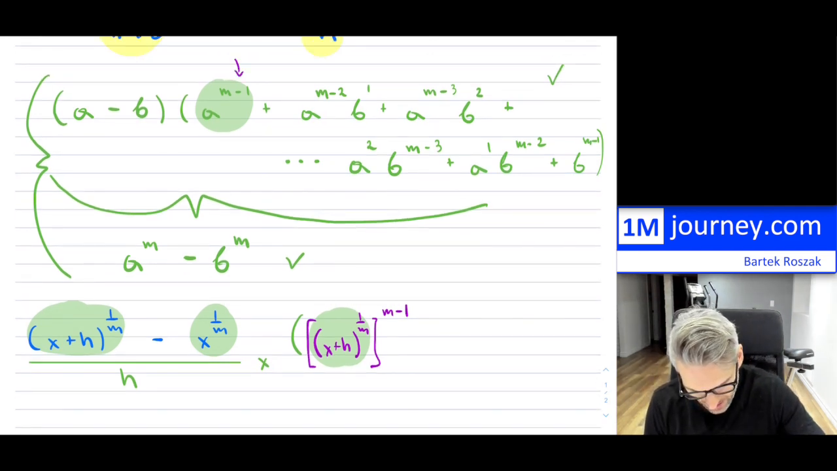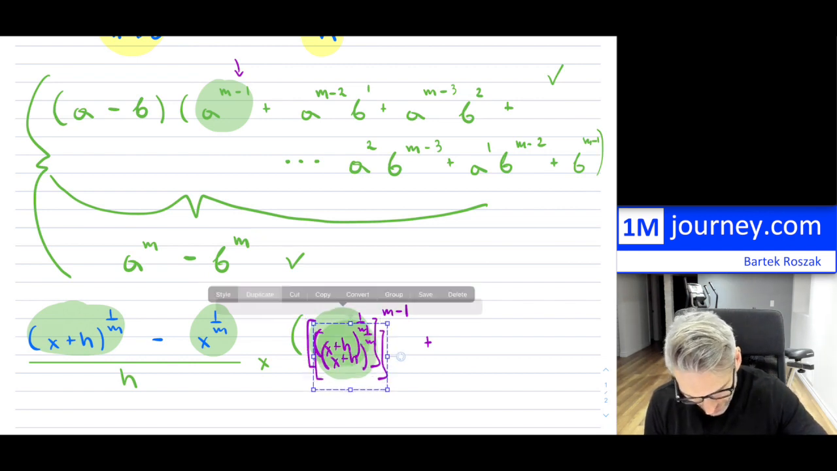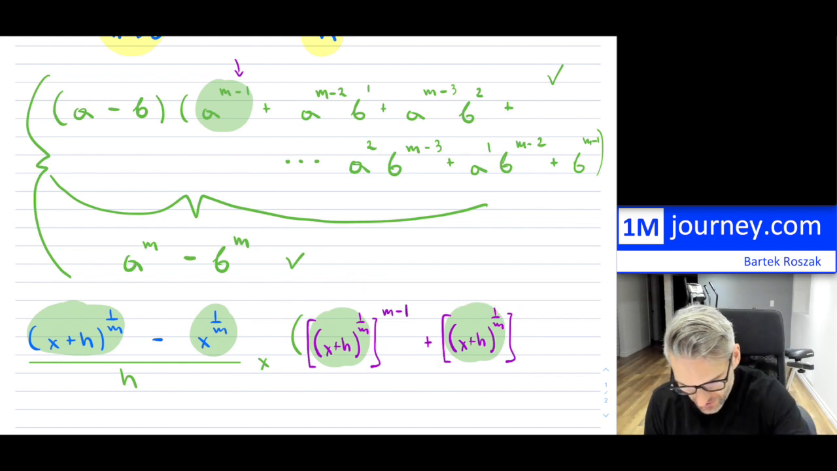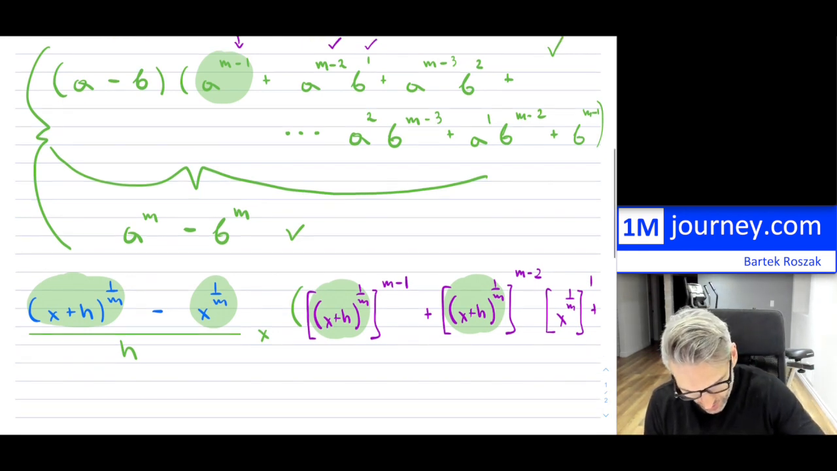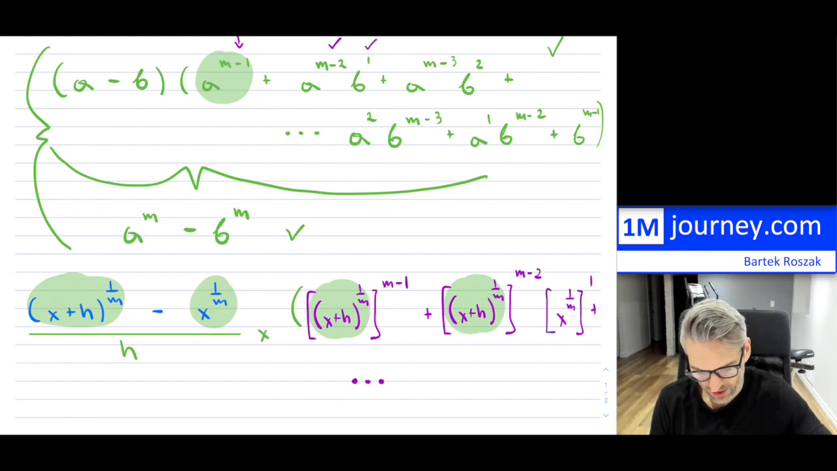Now I'm going to do the same thing. So I'm going to multiply by plus, and now this is going to be this entire thing. So this is my a. I'm going to duplicate it. Now this is going to be m minus 2. So that's this right here. And then I still have to multiply by this b. My b, within here, is just x to the 1 over m, to the 1 plus, and of course I would put dot, dot, dot. I would finish this entire thing off.